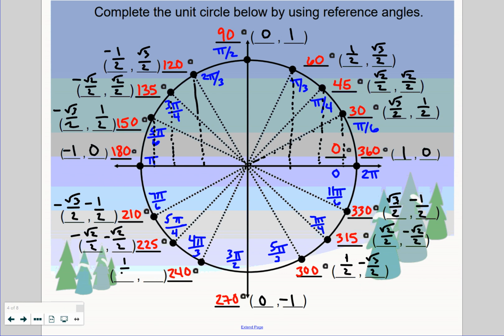1/2, rad 3 over 2, and both are negative. All right, so you have a completed unit circle. So now let's talk about how we would use this circle.